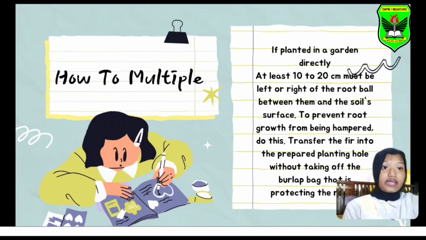If planted in a garden directly, at least 10 to 20 centimeters must be left to the left or right of the root ball, between them and the soil surface, to prevent root growth from being hampered.